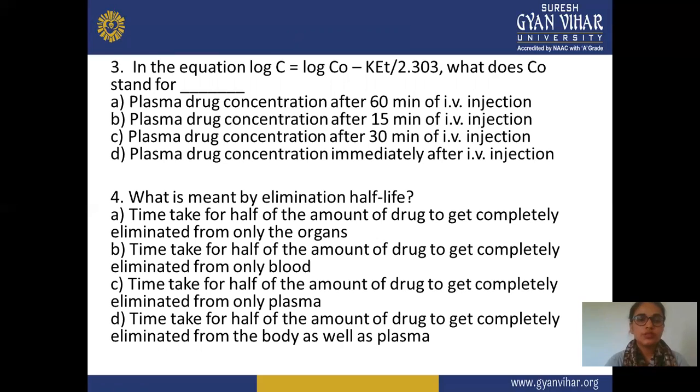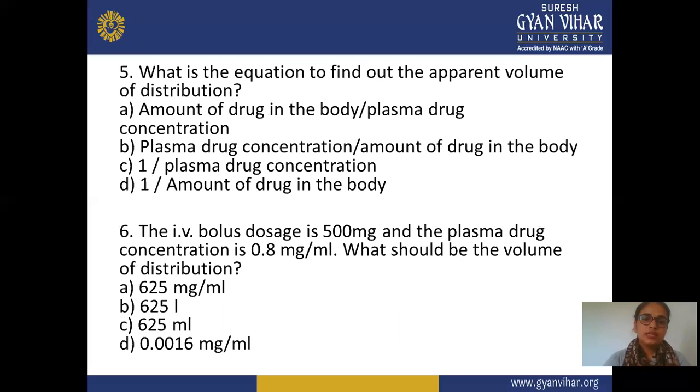Next is the fourth question: what is meant by elimination half-life? A is the time taken for half of the amount of drug to get completely eliminated from the body. B is the time taken for half of the amount of the drug to get completely eliminated from only blood. C is the time taken for half of the amount of the drug to get completely eliminated from only plasma. And D, the last one, is the time taken for half of the amount of drug to get completely eliminated from the body as well as plasma.